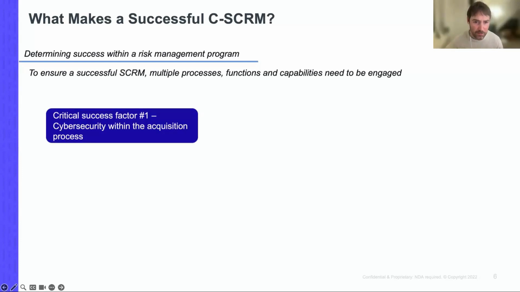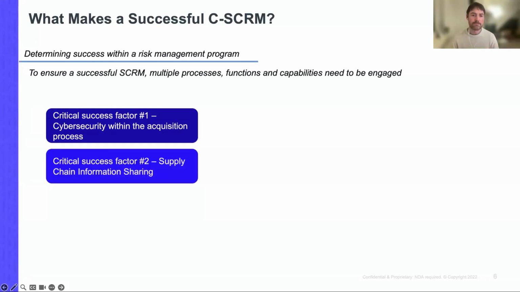So, success within a risk management program. NIST defines 6 critical areas. Firstly, how you adopt cybersecurity and cybersecurity practices within the acquisition process itself. So looking at what acquisition activities are critical to make the CSCRM program a success, and what aspects of cybersecurity need to be embedded within that program from the get-go.